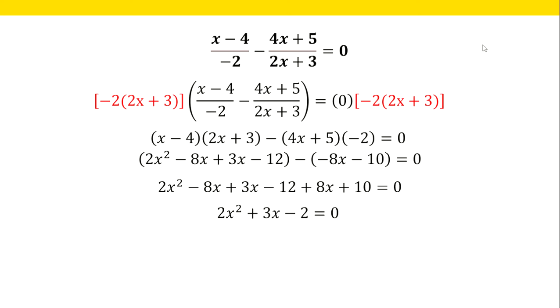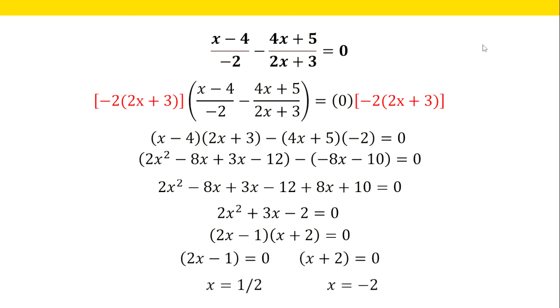So we have here a quadratic equation. Let's factor this. And the factors are quantity 2x minus 1 times the quantity of x plus 2 is equal to 0. Then find the value of x. So first, for 2x minus 1 is equal to 0, that's 1 half. And then for x plus 2 equal to 0, that is x equals negative 2. So if you substitute negative 2 and 1 half to the equation, it will satisfy. So we can say that they are both solutions for this equation.